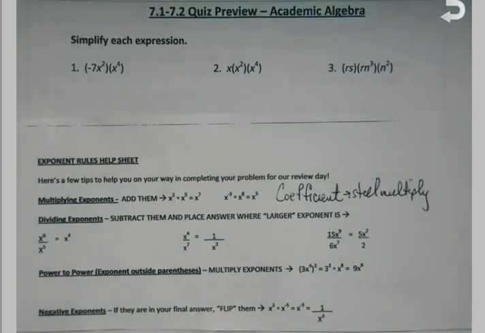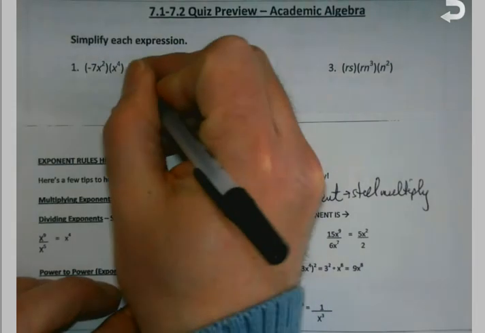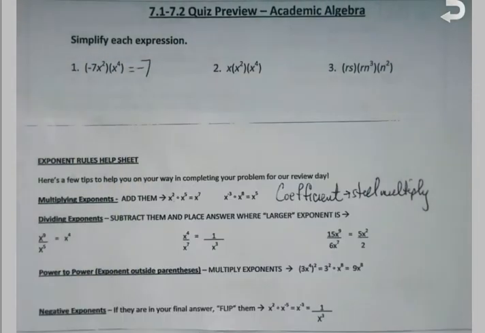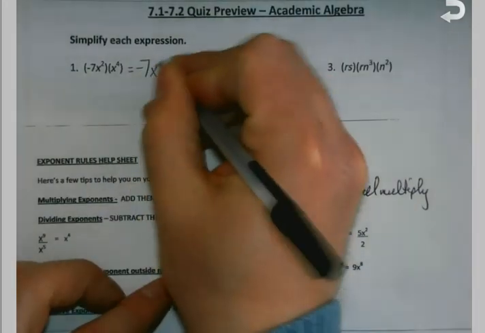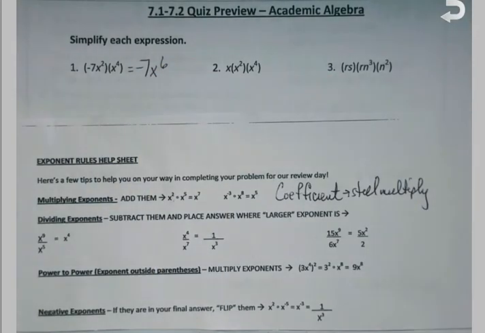For instance here, I see that -7. That's just going to stay -7. But then I'm going to add my exponents with the x's. 2 plus 4, it's 6. It's not anything that's real long or complex, especially when I've got something to refer back to.